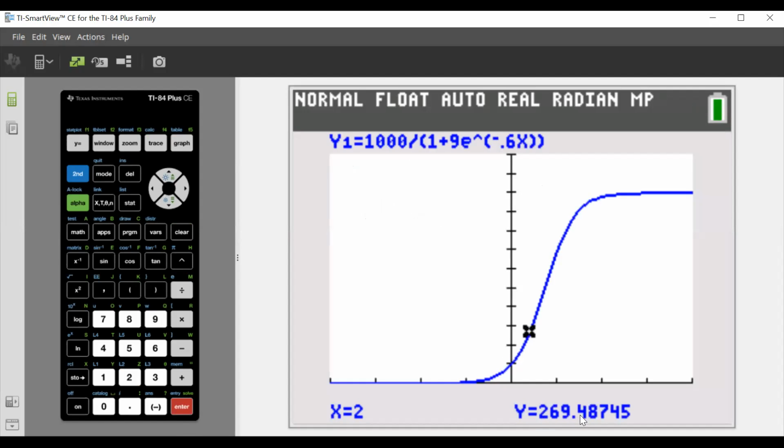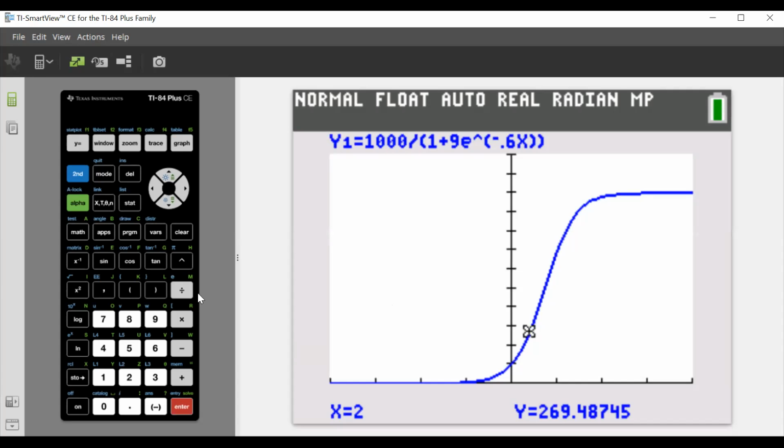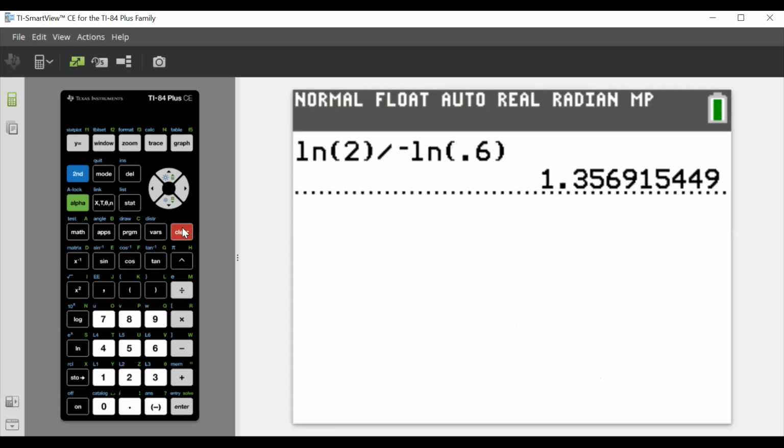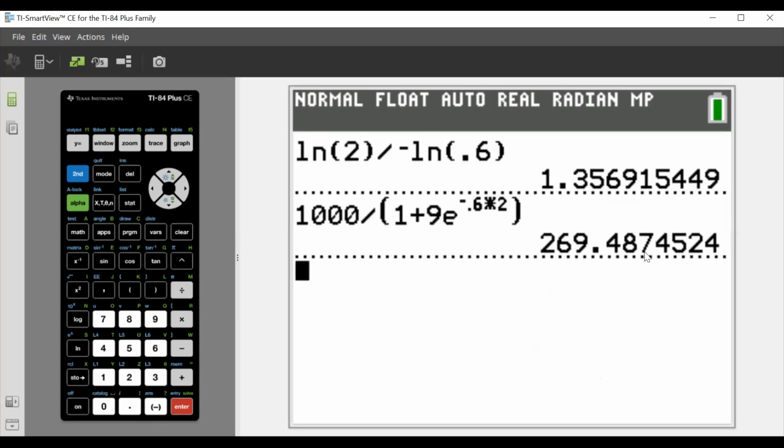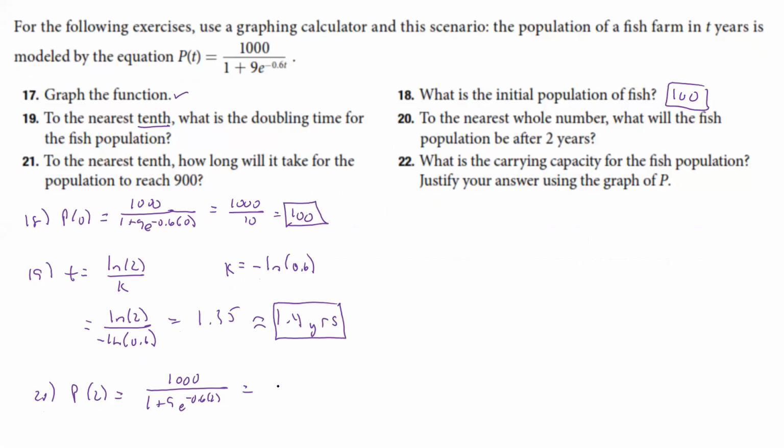269.48. Now, we're not going to want to round down on this one. We'll round up to the nearest fish because we've already got 269, so we'll call that 270 fish. And the other way we could do this is 1,000 divided by (1 plus 9e to the negative 0.6 times 2), and we get the same thing, 269.487. So either way we've done it, we get 269.48, or approximately 270 fish.